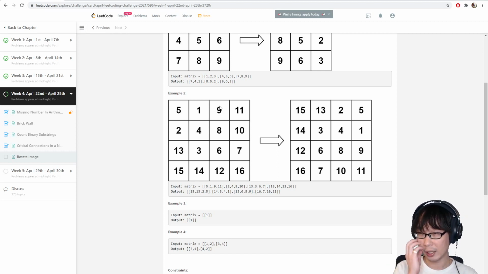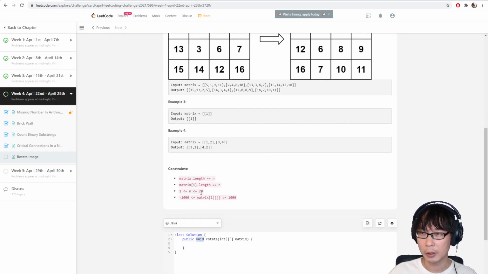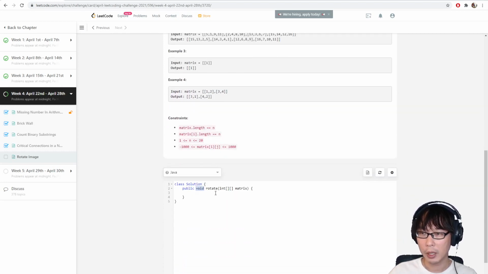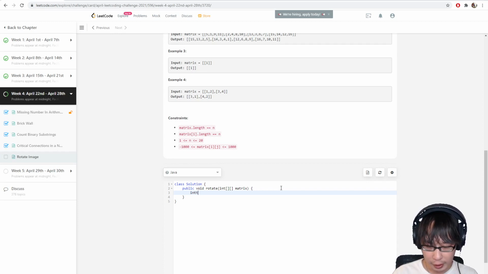So if I do it like an onion, layer by layer, starting from the outside layer and then do this one, until there's no one to switch. Okay, so let's try it. But how to do the math though? So I will need to have a temp. Let's give it matrix 0 0.